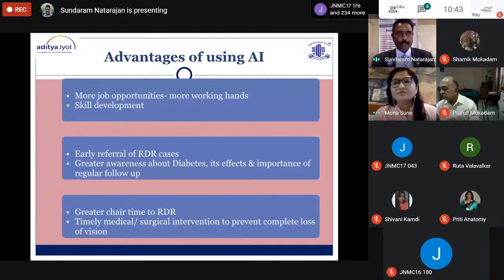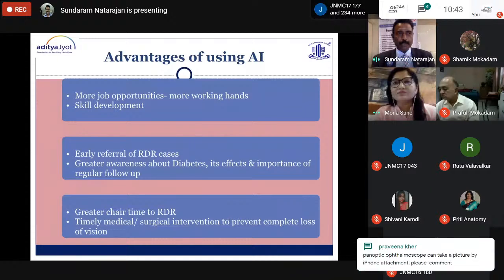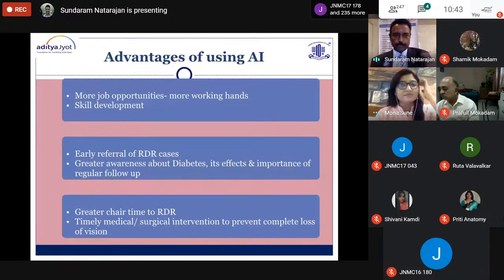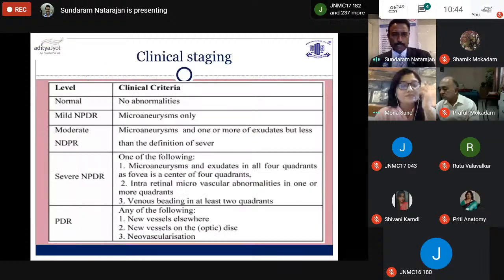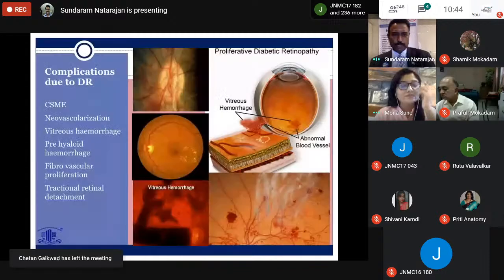You create job opportunity. That's why I'm working with the National Skill Development Corporation. I forgot the Hindi name; the Prime Minister has made some youth yojana, I think. Skill development, where you can refer them for early referral of diabetics, great awareness of diabetes, its effects and the importance of regular follow-up, and then a greater chance to refer diabetics for timely medical and surgical intervention to prevent complete vision loss. You also can do the clinical staging. Then you can see this is the complication of diabetes. All this can be picked up by this photograph.